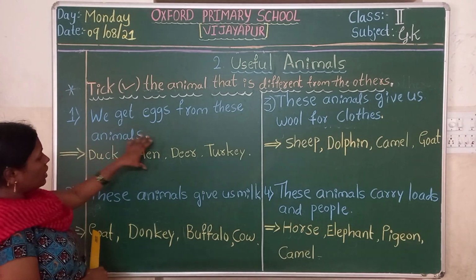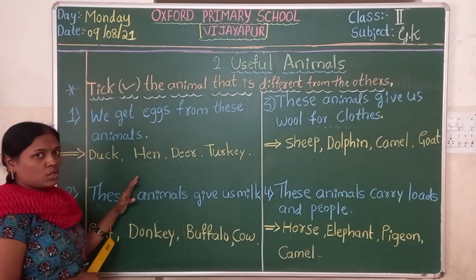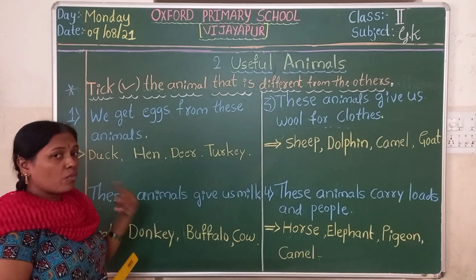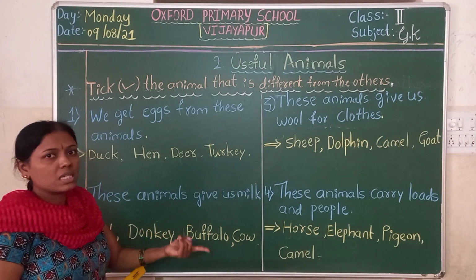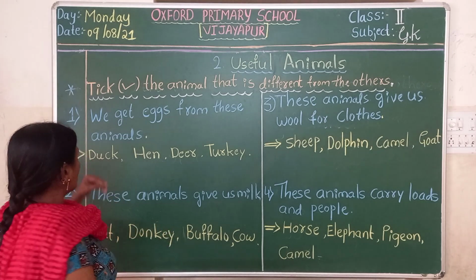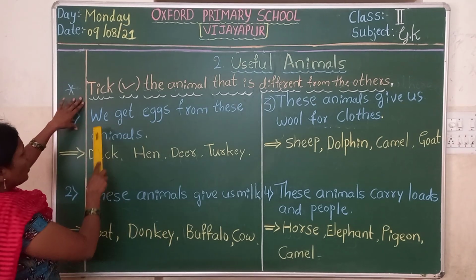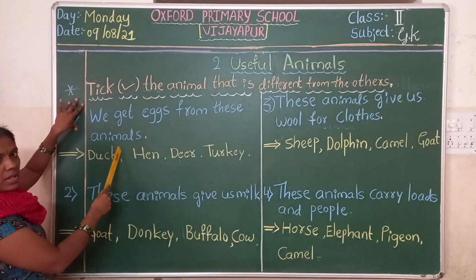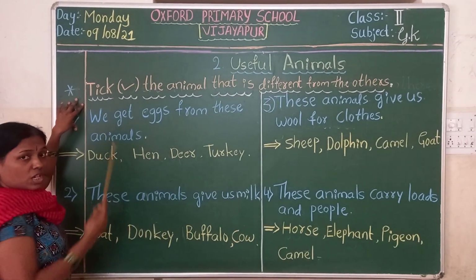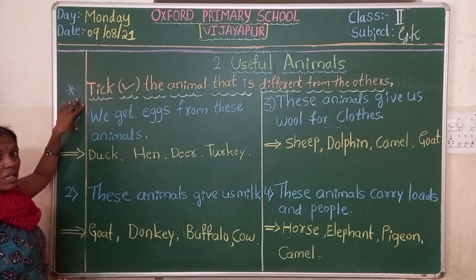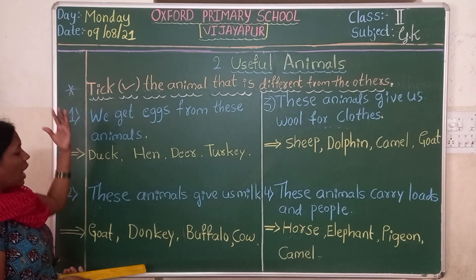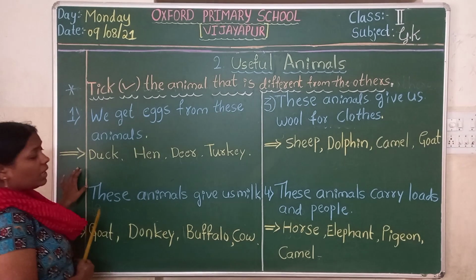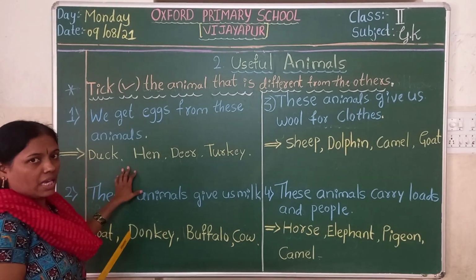Right. So here they have given 4 animals in each row. We have to tick one animal which is different from the other 3. Right. So what is the first question here? We get eggs from these animals. See, do you know, children, which animal gives us eggs? Which animal gives eggs? Everyone knows. Hen, duck. Many animals give eggs.